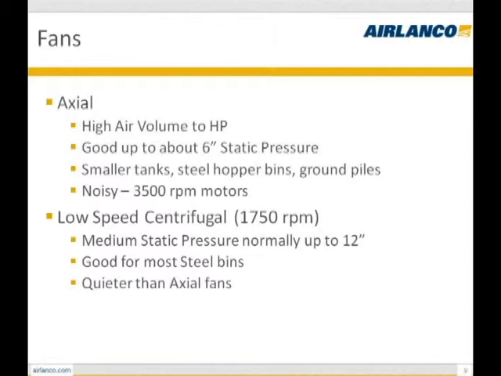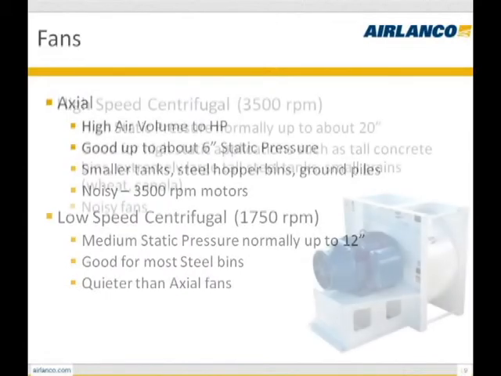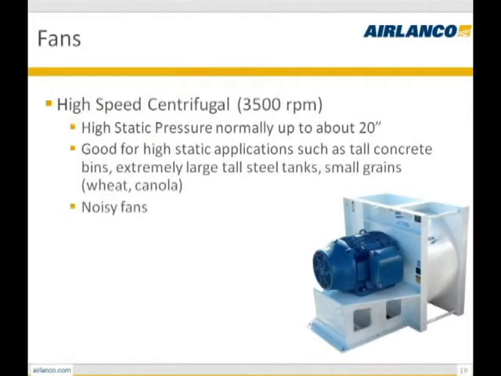Then you have low-speed fans, which are medium static pressure, about maybe 12 inches. They're good for most of the steel cell bins, and they are quieter than your axial fans, so that's an option if you've got noise concerns. And then you have your high-speed fans, 3,500 RPM, high static pressure, up to about 20 inches of static pressure. They're good for taller concrete bins, extremely large bins, and small grains like your reeds, your canola, that kind of stuff. But once again, they're going to be noisy, because once you get that fan running around 3,500 RPM.